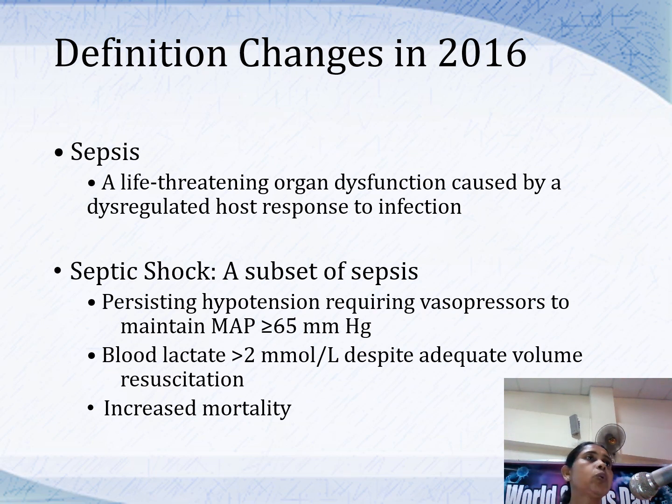You have to remember only two things. One is sepsis, the other one is septic shock. So all these severe sepsis, multi-organ definitions which we had in the past have gone. Now it's easy to remember, easy to diagnose. Septic shock is a subset of sepsis where persisting hypotension requires vasopressors to maintain a MAP of equal or more than 65 millimeters of mercury, and blood lactate is more than 2 millimoles per liter despite adequate volume resuscitation, and it causes increased mortality.